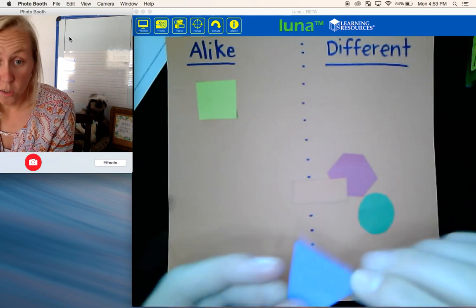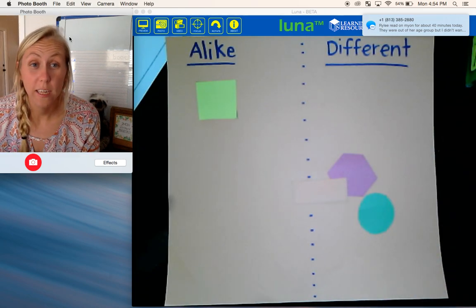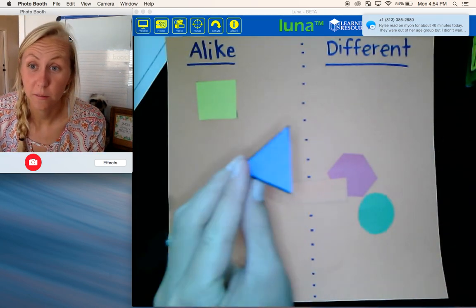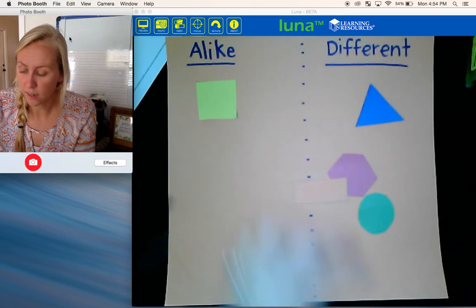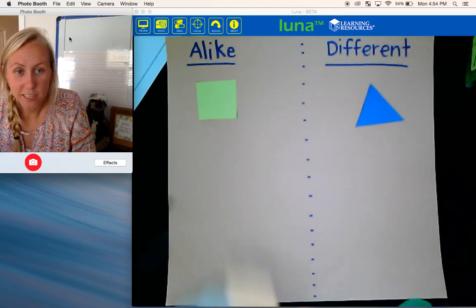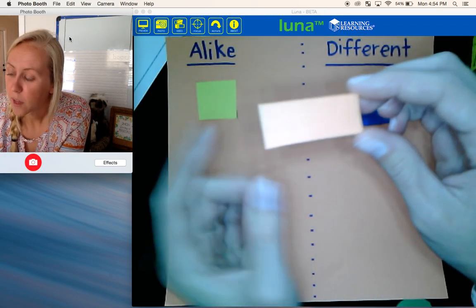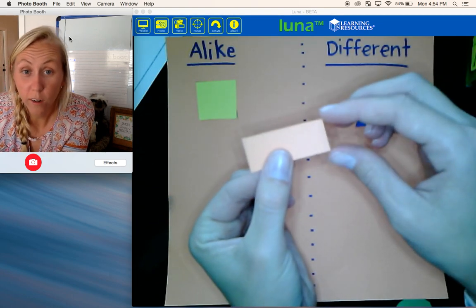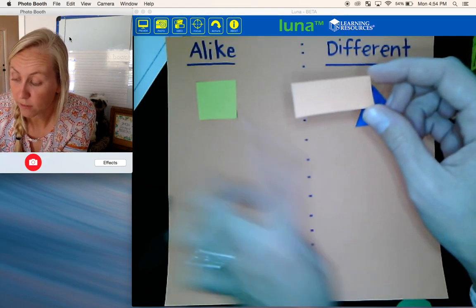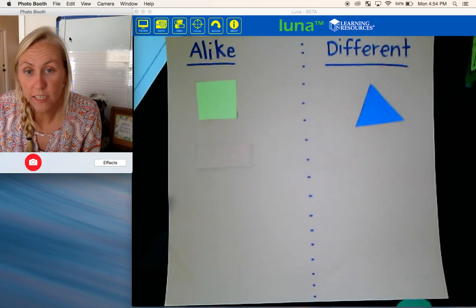So the triangle has 3 vertices and our square had 4. Is that different or is that alike? It's different, right? So that's going to go on this side. Now, my rectangle is the same color. You can't really see it, but let's look here. My rectangle has 1, 2, 3, 4 vertices. Is that alike or different than the square? It's alike, they have the same number of vertices.